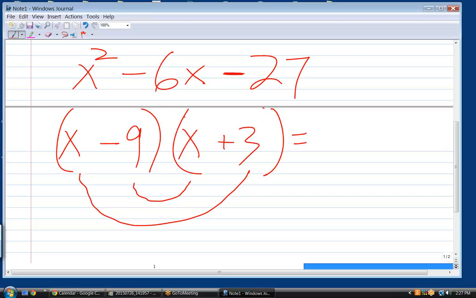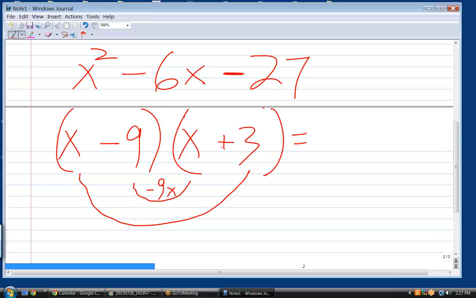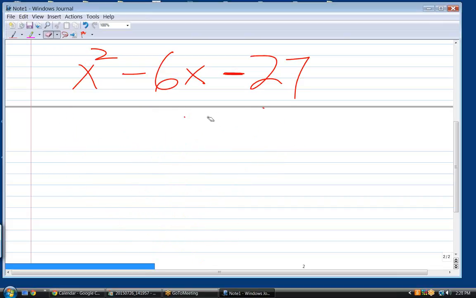The insides multiply to minus 9x. The outsides multiply to plus 3x. Combine those by adding them together. You get minus 6x. We did it right. In other words, I can check my answer without FOILing the entire thing back together again, by just checking the inside and the outside. That becomes much more important as we get more complicated ones, which we won't do today because we're just about out of time. But let's do one more of these.